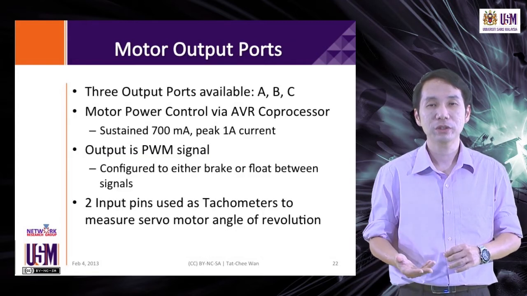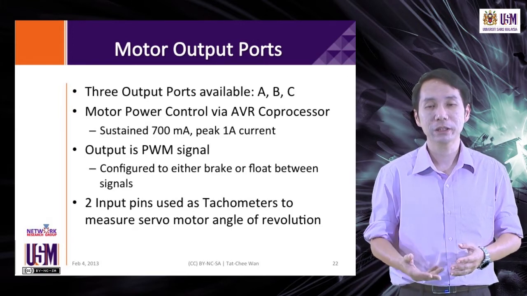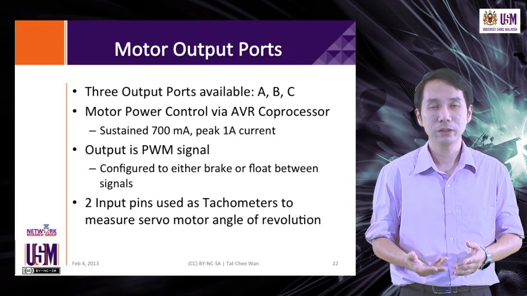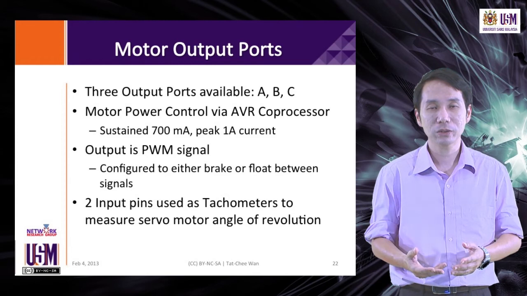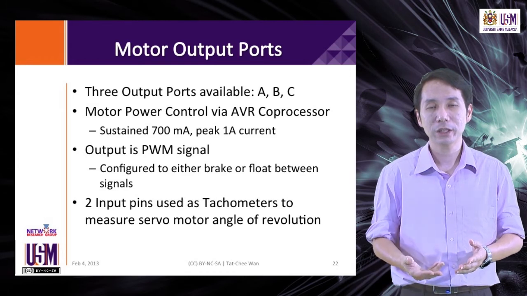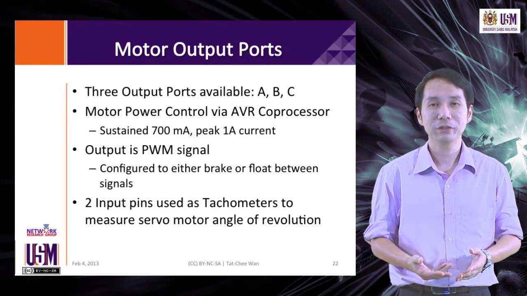There are 3 output ports available for motor control: port A, port B, and port C. The motor power control provides a sustained 700 milliamps output current, but at the peak you can supply up to 1 amp of current. However, it is limited by the various fuses programmed into the AVR microcontroller output chain. The output is a pulse width modulated signal, and it can be configured to either brake, meaning that it will stop the motors turning when the output is disabled, or float. So if the brake signal changes, the motor will continue moving if it is already moving.